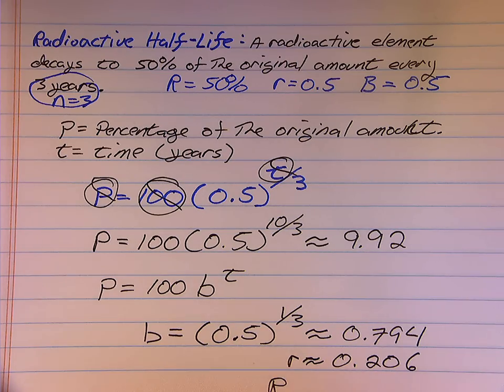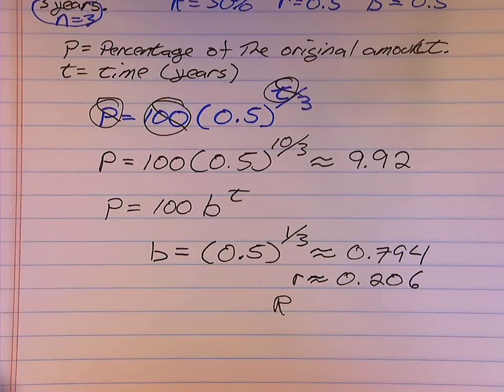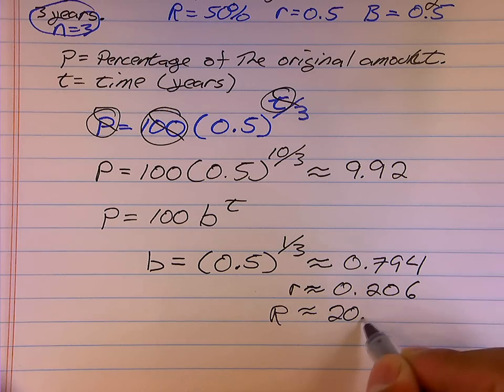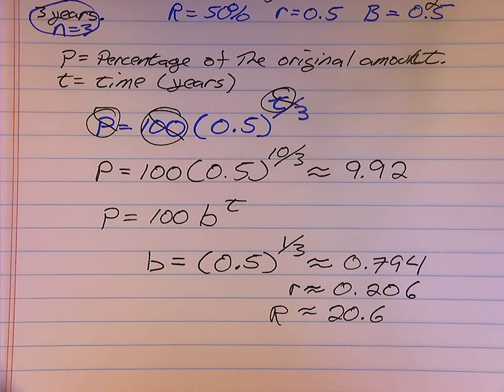0.206, or, oops, I'm losing it. 20.6. So if I'm losing half of it every 3 years, that means my decay rate is 20.6% approximately every single year.